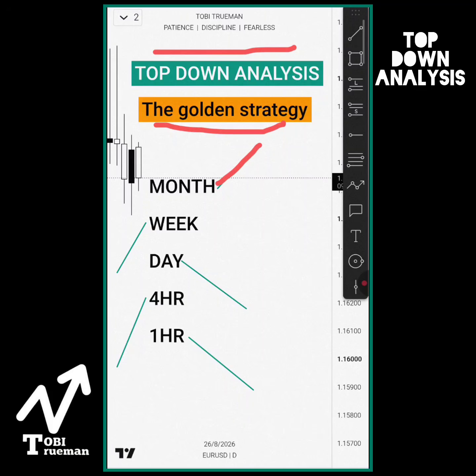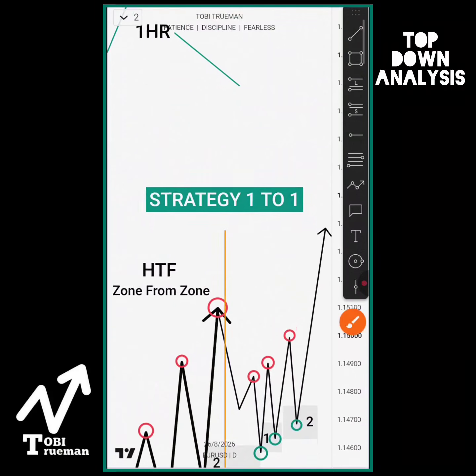Then you go from the monthly to the weekly to the daily, then the hourly time frames, like 4 hour, 1 hour. If you want to go to the minutes, 15 minutes, 30 minutes, you can also do that. So that is what the top-down analysis is all about. Okay, it's a golden strategy. How is it golden? I will explain to us.